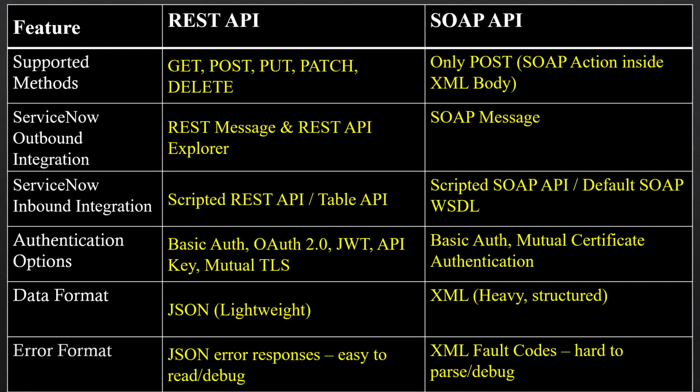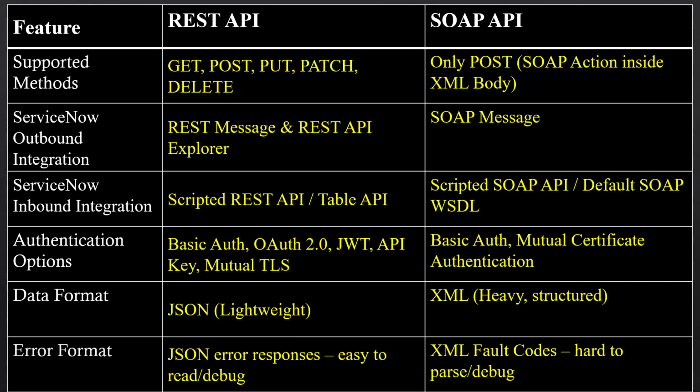I will explain. For REST APIs, GET means read data, fetch the incident details. POST means create data, send a payload. PUT or PATCH means update the data. DELETE means remove the data. But SOAP uses only HTTP POST, and the type of operation is defined inside the XML body using SOAPAction. That's why it only accepts the POST method.